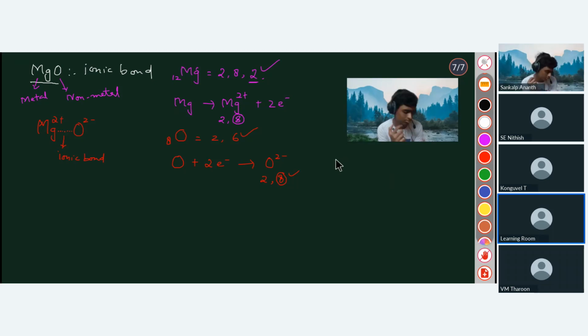But remember that the duplet is only followed by hydrogen, helium, lithium, and beryllium. What if the valencies of the metal and non-metal are different, sir? Valency will not always be different. Most of the time it may also be the same. For example, lithium's valency is 1, and hydrogen's valency is also 1. So sometimes the valency of metal and non-metal can also be the same.